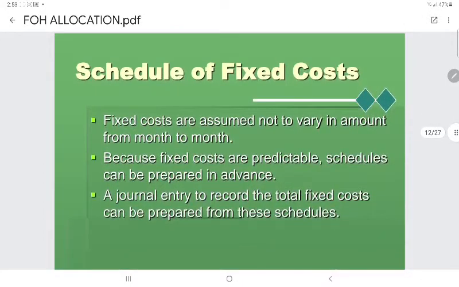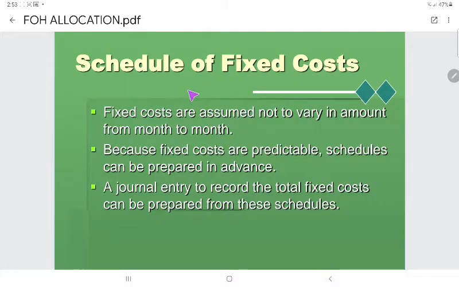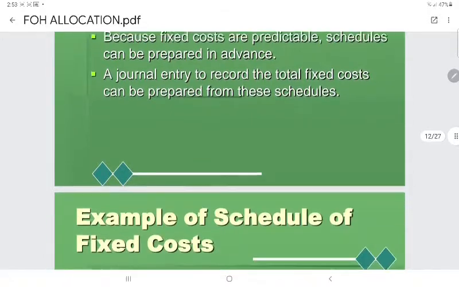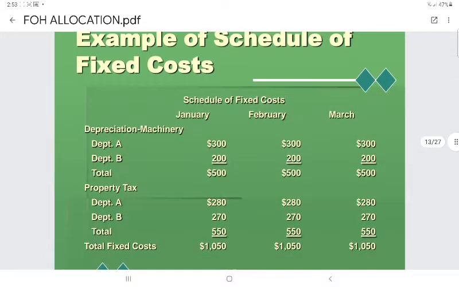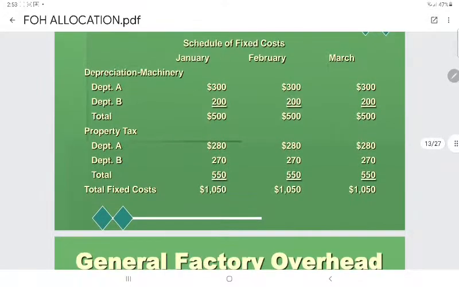Then, once you were able to schedule your fixed costs, we can already prepare a journal entry. And we do assume that it is predictable. That's why it can be prepared ahead of time if we already have the schedule. And this is a sample of the schedule of fixed costs, of which you have here the property tax and the depreciation, on a monthly basis.